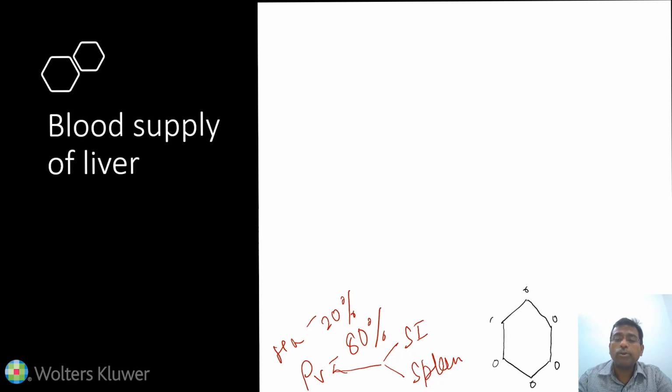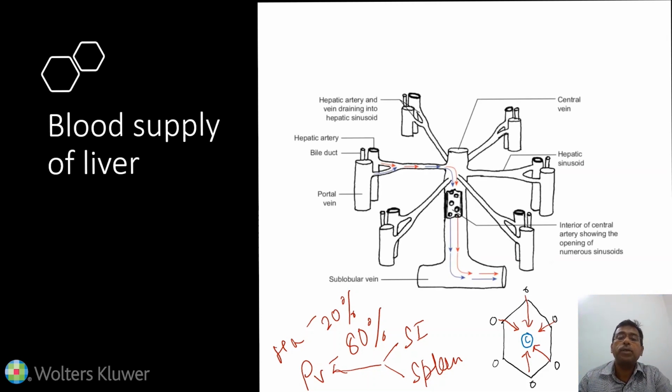I am drawing only one. There are one hepatic artery and one portal vein, and the blood from these will be received by central vein. That's the central vein. So the blood from these two vessels will be received by the central vein through hepatic sinusoids. So let's see the blood vessels with this diagram.